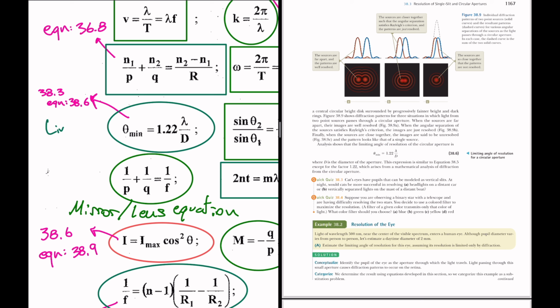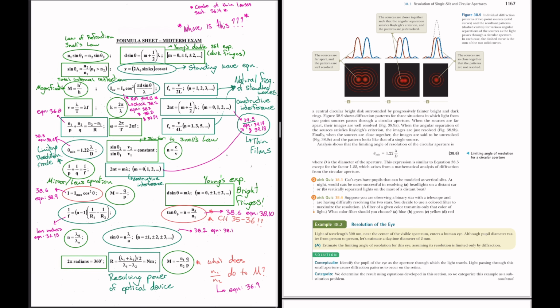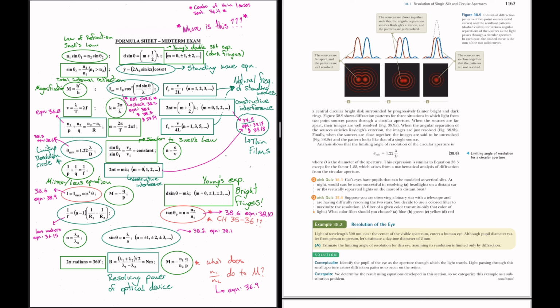I'll just write over here limiting resolution, and it is for a circle aperture. Just write it like that. I always have the equation and the section over here if I forget anything. But what does this mean? Well, when I think of resolution, I think of blurry compared to crystal clear videos.